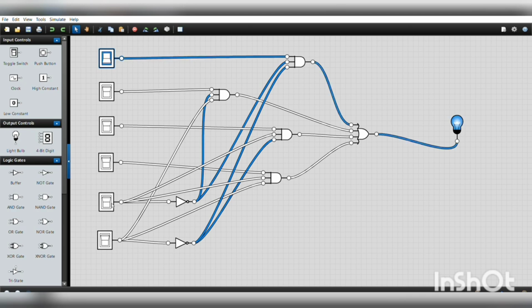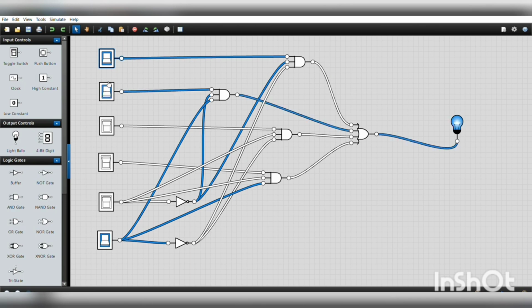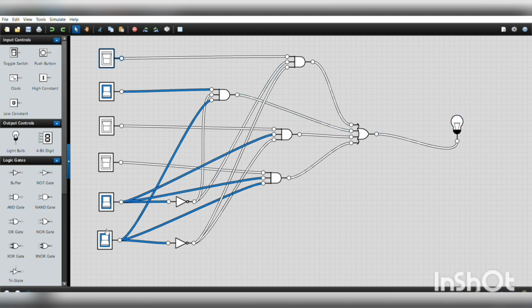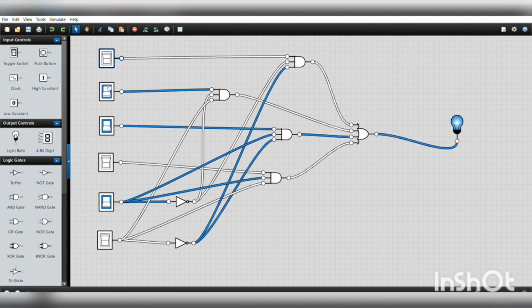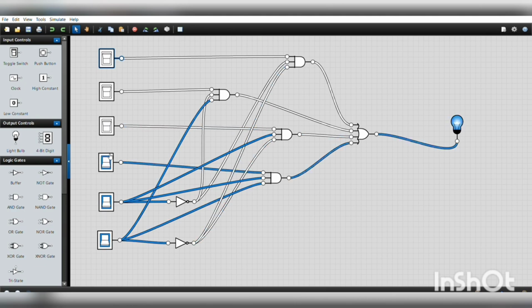When the selective inputs are 0 and 1, your D1 is activated, so your output is 1. When your selective inputs are 1 and 0, your D2 is activated, so your output is 1. And when your selective inputs are 1 and 1, D3 is activated so that your output is 1. So this is the 4 to 1 multiplexer.